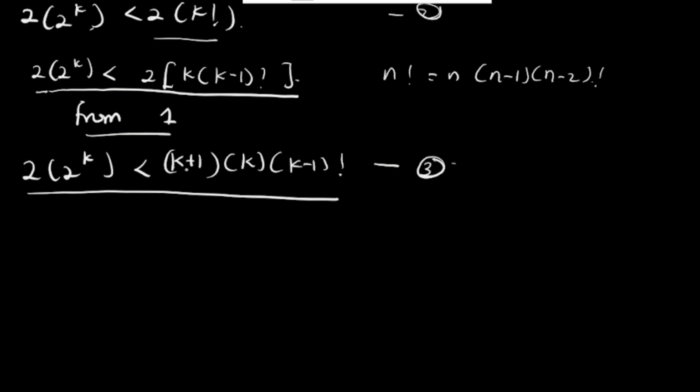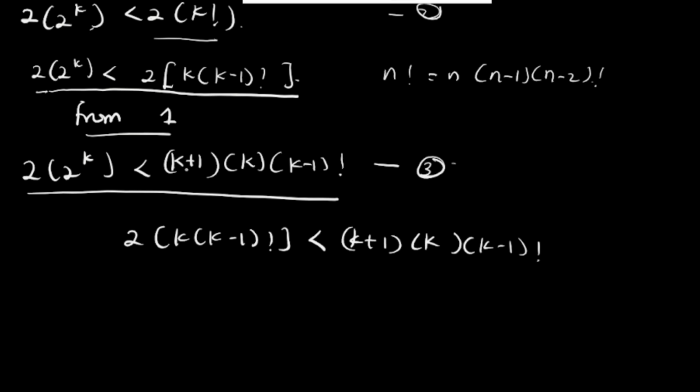So you can see that I have k minus 1 factorial, I have k minus 1 factorial also here. I have k, but I still have k plus 1. Therefore, you can see that 2 multiplying k minus 1 factorial is less than what? k plus 1 multiplying k minus 1 factorial. Right? This is less than this.